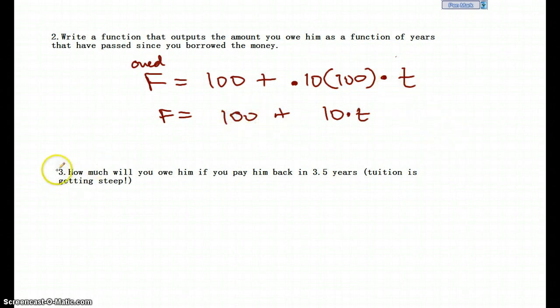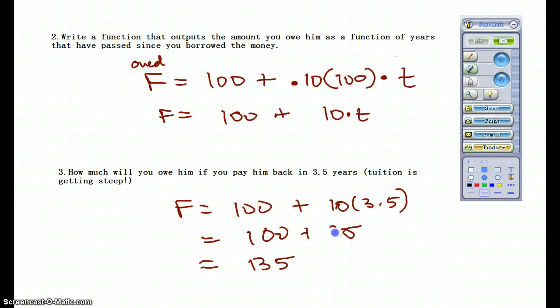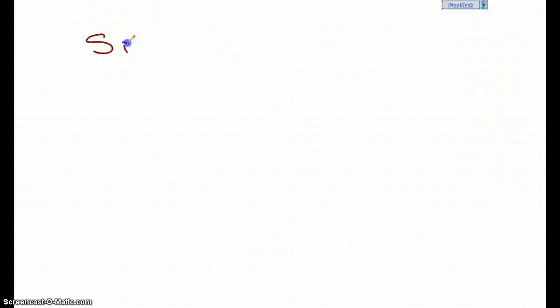Okay, so now another question we might want to ask is, how much will you owe him if you pay him back in 3.5 years? Well, we can probably figure that out. Some people would be able to say, well, you're going to pay him $35 because you're going for 3 full years. 3 full years at $10 a year would be $30, but then you're also going for another half year, which half of 10 would be 5. But this formula would output 135. So we would pay him for the partial year as well, not just for the full years. Okay, well, what we've dealt with here is called simple interest.